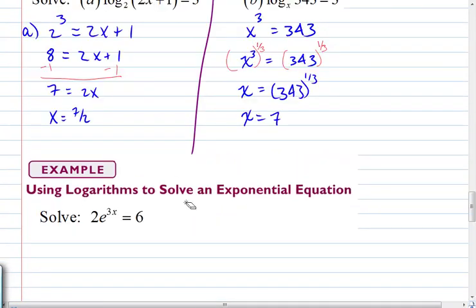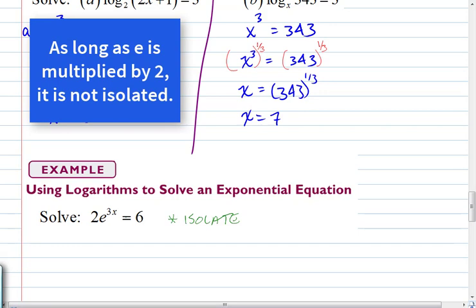Let's use logs to solve this one now. The first thing we want to do is isolate the term with the variable in it.